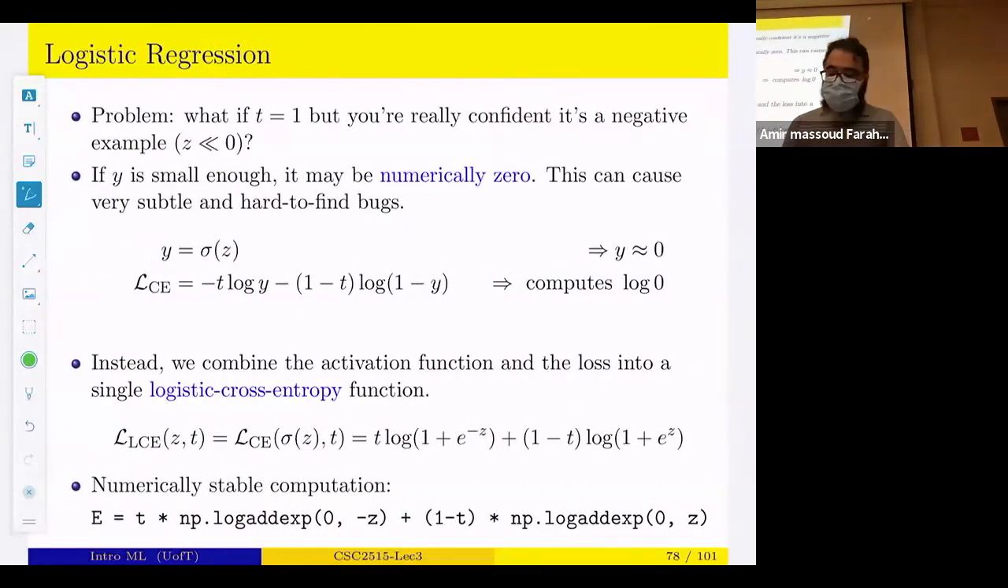So there is this slide. I guess I'll skip it, just saying that if you want to compute it numerically, the process might be a bit numerically unstable. So there is a better way to compute it. If you use Python or NumPy, there are functions that let you do it in a more numerically stable way. So you can use the logistic cross entropy function.